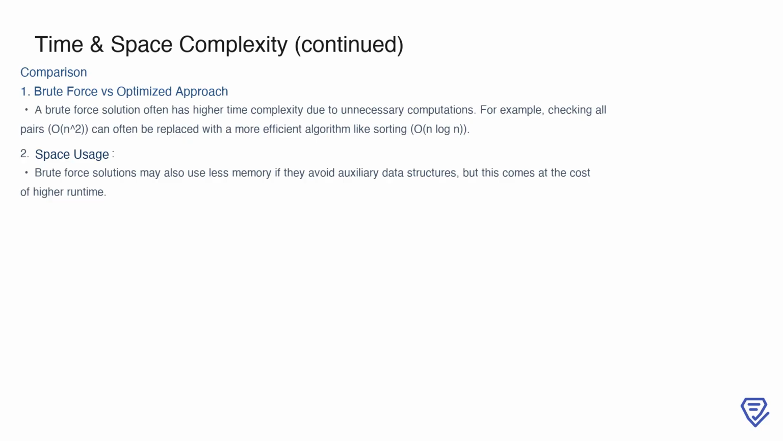Optimized approaches, like sorting followed by a linear pass, can significantly reduce this to n log n, or n in some cases. On the other hand, brute force techniques might use less memory since they avoid additional data structures, but this comes at the expense of runtime efficiency. Optimized solutions often strike a balance, using extra space to achieve faster runtimes.